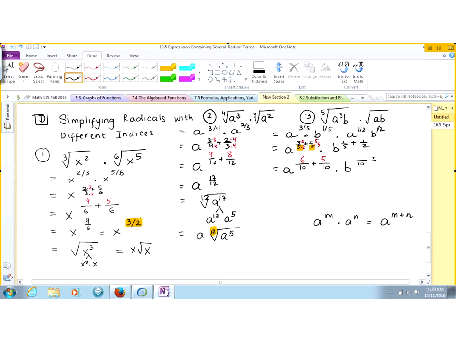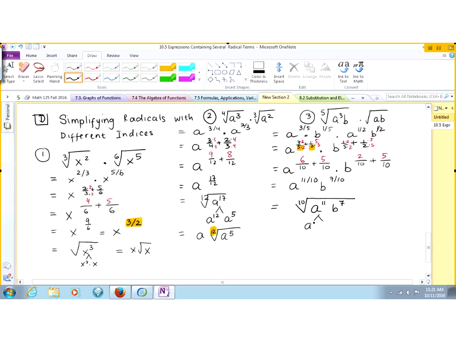Now let's do the B. Oh, same also 10, right? All right. So now this is 5, so you have to multiply by 2, and this is 2, so you have to multiply by 5. Okay, good. So this is A to the 11 over 10, B to the 7 over 10. Yes. All right. So now we put it back to 10th root of A to the 11, B to the 7.